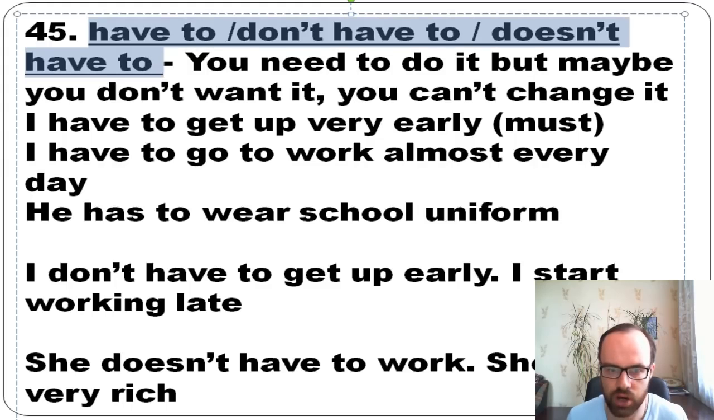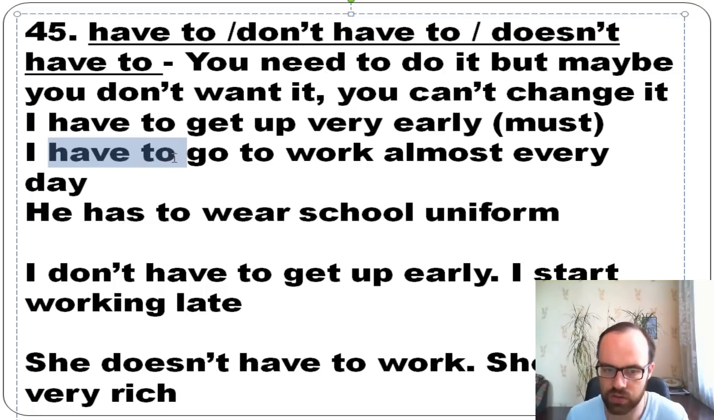Look, I have to get up very early. So you must do it, but maybe you don't want to get up very early, but you must do it because of something. So I have to go to work almost every day. Maybe you don't want to go to work, but you have no choice and you do it. So use have to. He has to wear school uniform. Maybe he doesn't want it, but he has no choice. He must do it.